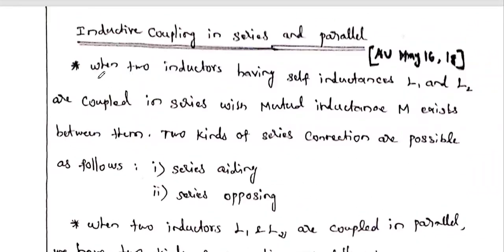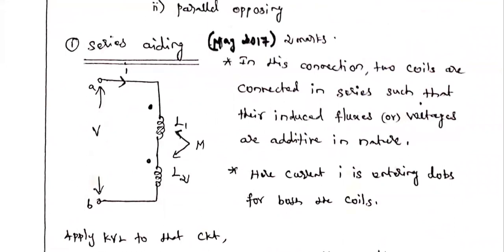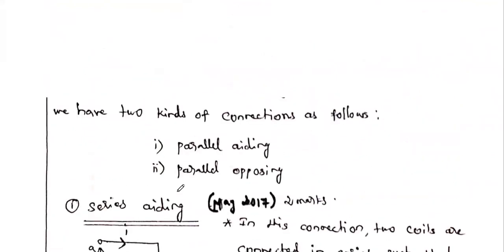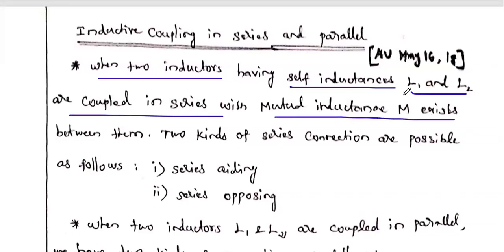When two inductors have self inductances L1 and L2, consider the first inductor having self inductance L1. You see this diagram. Similarly, the second inductor has self inductance L2, and these two inductors are connected in series and coupled with a mutual inductance M between the two inductors.